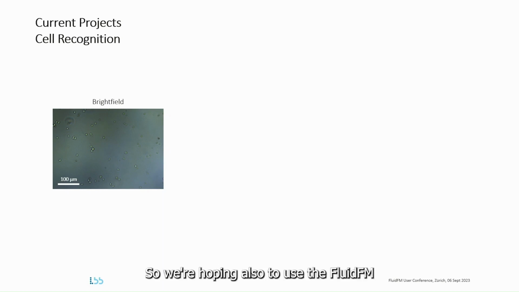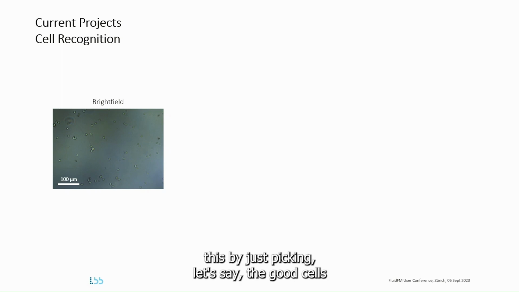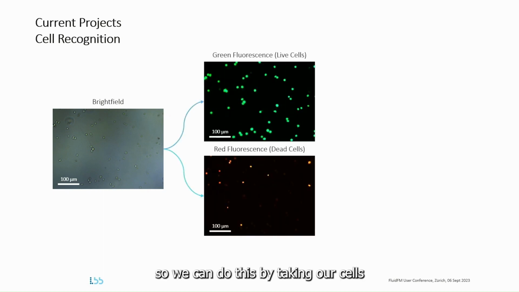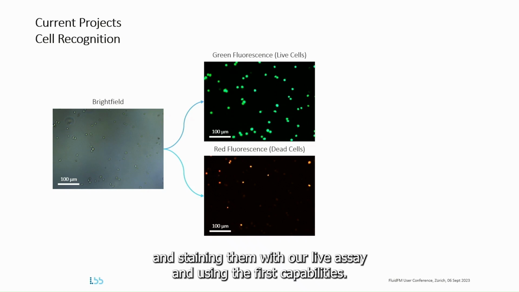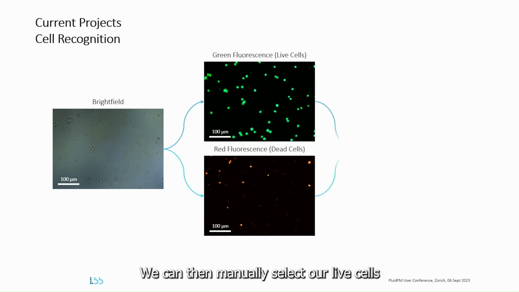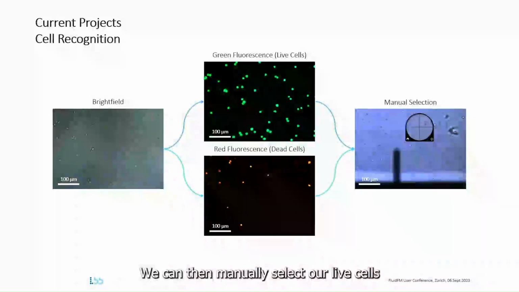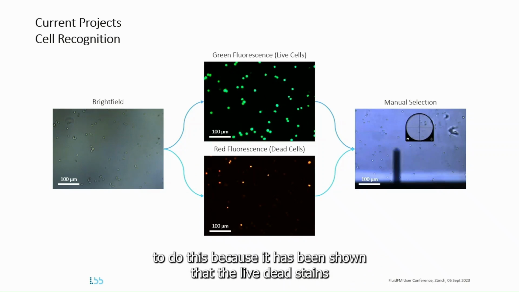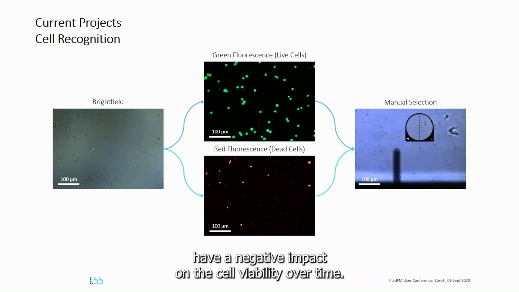So when we do this, unfortunately, we have quite large problems with viability. So we're hoping also to use the FluidFM in order to help rectify this by just picking, let's say, the good cells. We can do this by taking our cells and staining them with our live dead assay, and using the fluorescent capabilities, we can then manually select our live cells and pick them and place them into our structures. However, we would prefer not to do this because it has been shown that the live dead stains have a negative impact on the cell viability over time.